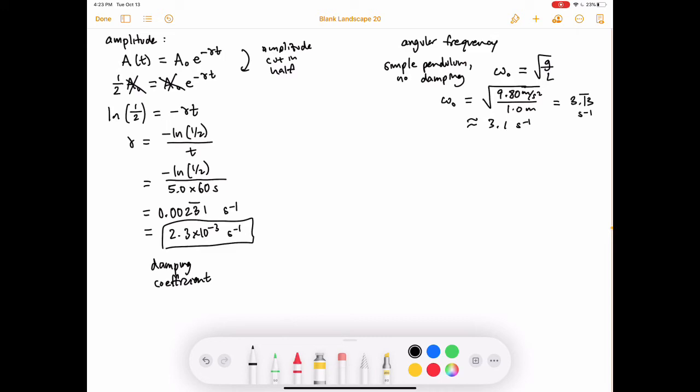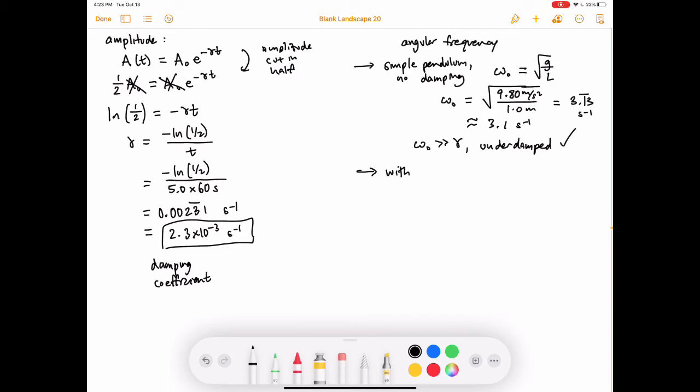So notice how, in this case, if we compare omega naught to the damping coefficient gamma, it's much, much bigger than gamma. So we're in this underdamped territory, which is what we knew from the outset. Okay. So that's a simple pendulum, no damping.